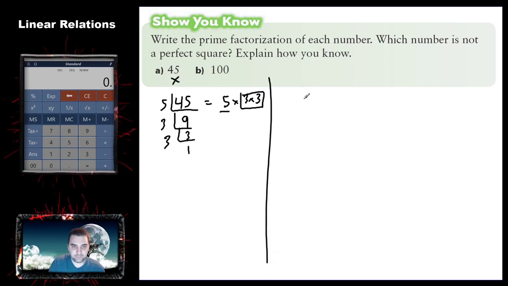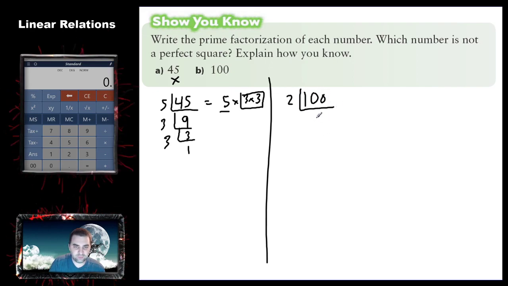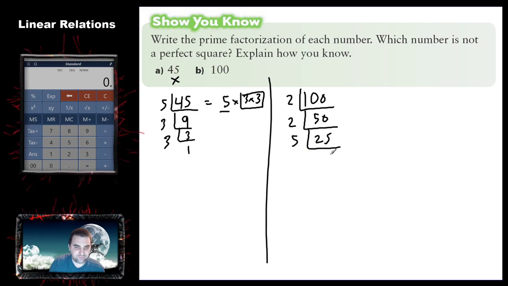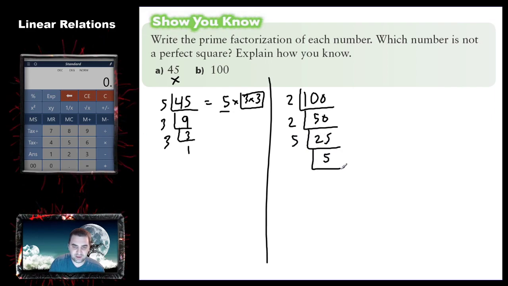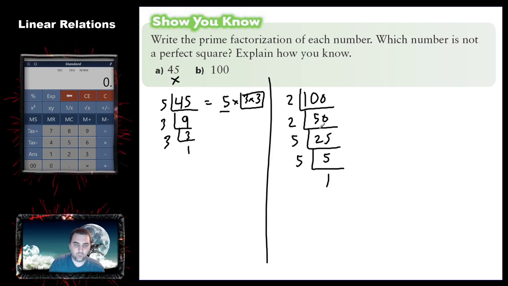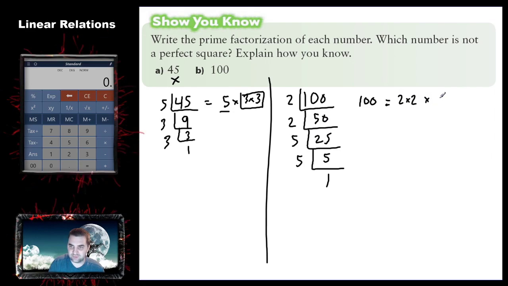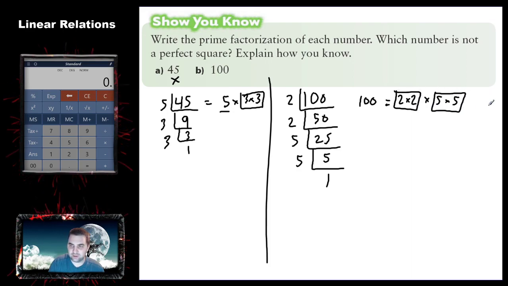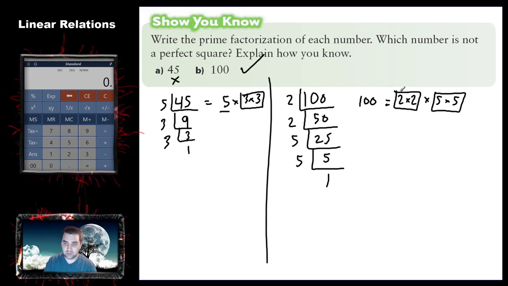Let's try 100. 100, I can break that down. Let's use 2 here, so now that's 50. Let's use 2, so now that's 25. Let's break 25 down by 5, and 25 divided by 5 is 5, and 5 divided by 5 is 1. So 100 is equal to 2 times 2 times 5 times 5. I have one pair, I have 2 pairs, I have nothing extra, so I know that 100 is a perfect square because all the individual pieces do pair off.